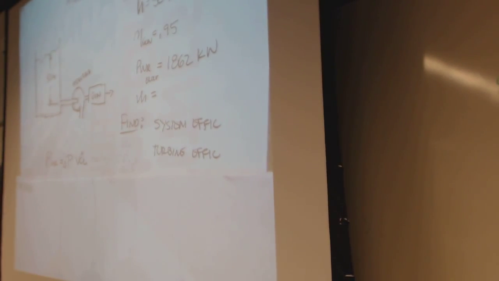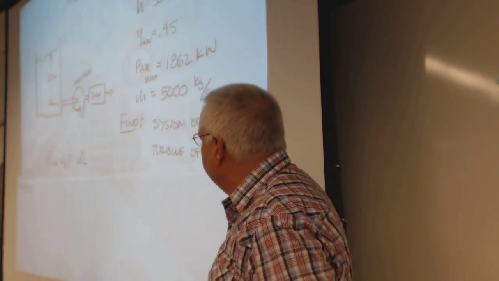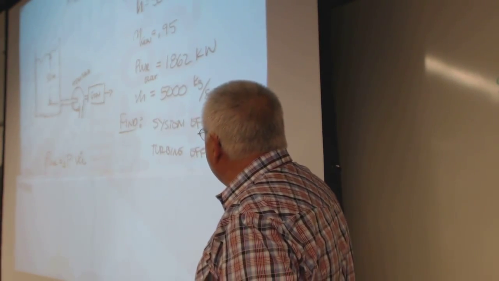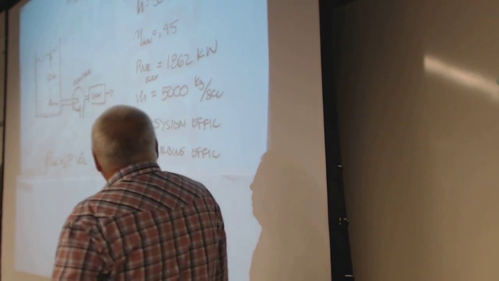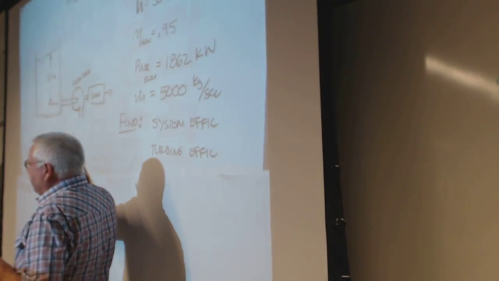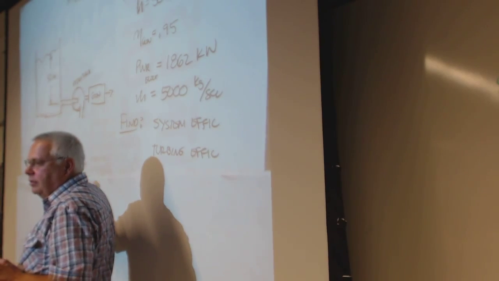So what they told us, the mass flow rate is 5,000 kilograms per second. They didn't tell us temperature. We'd have to assume a temperature in order to get a density. And volume flow rate isn't a mass flow rate.